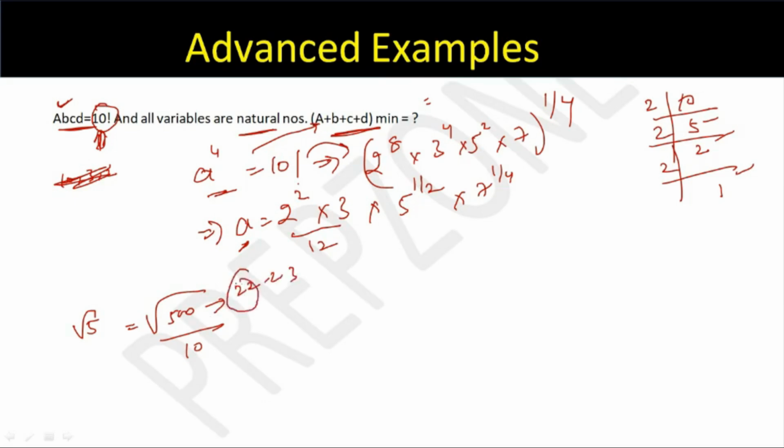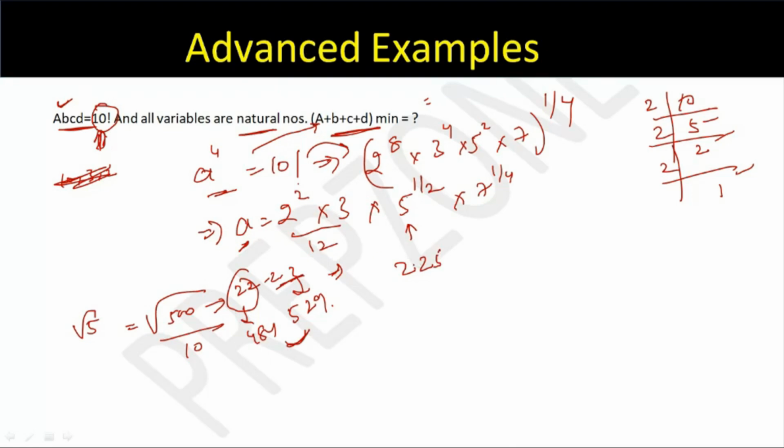What is the square of 22? 484. What is the square of 23? 529. Good. So 500 is somewhere between this. So roughly I know this is somewhere between 2.2 and 2.3. For approximation, I'll take it as say 2.25.